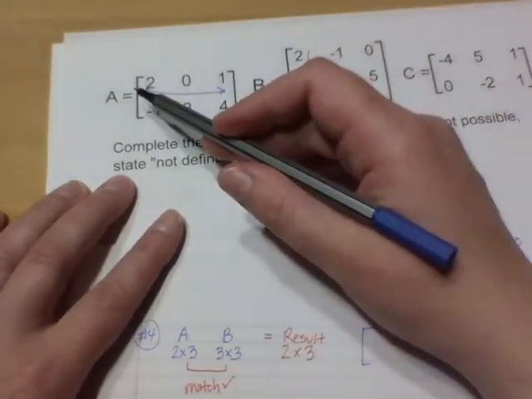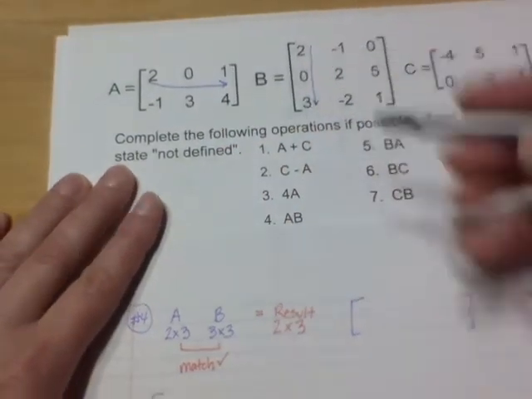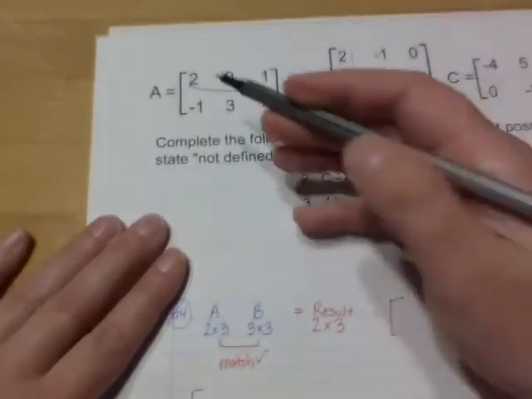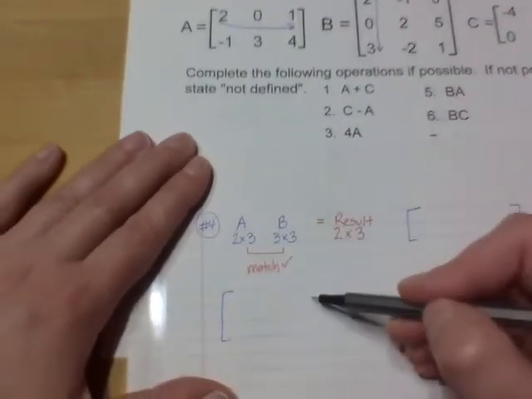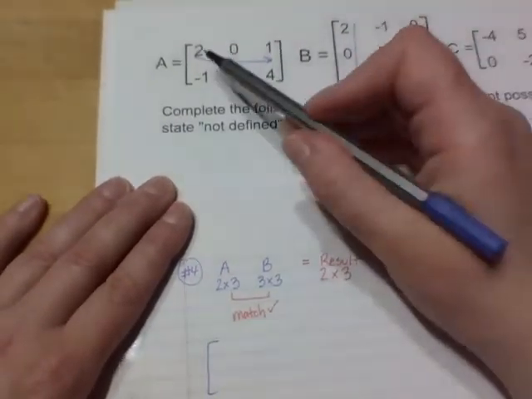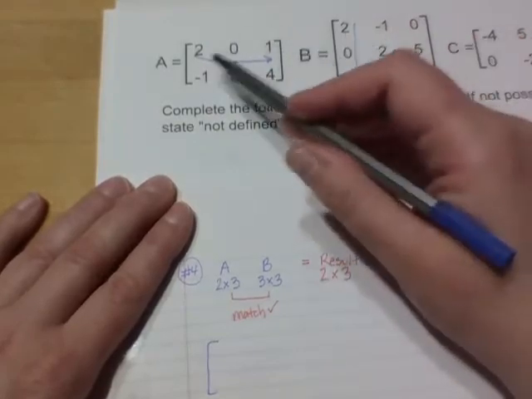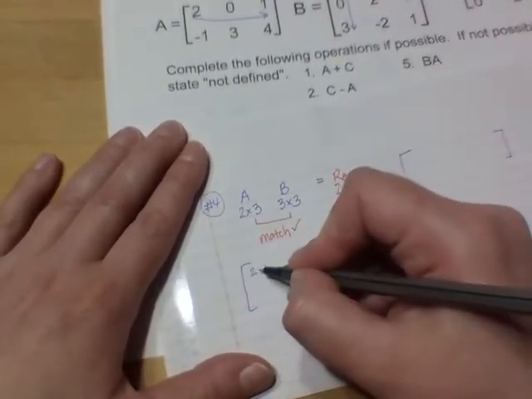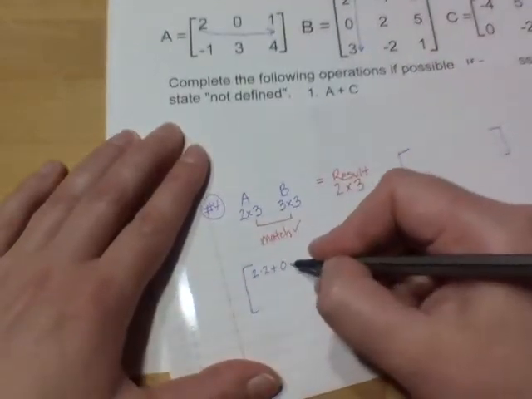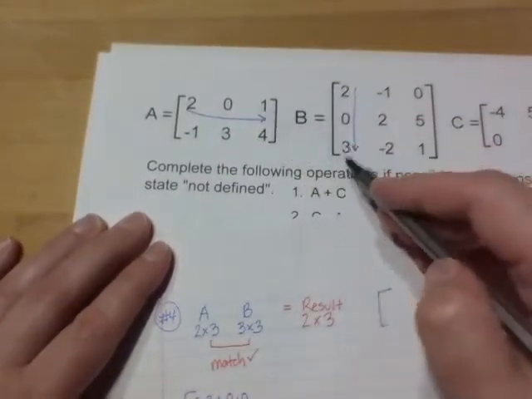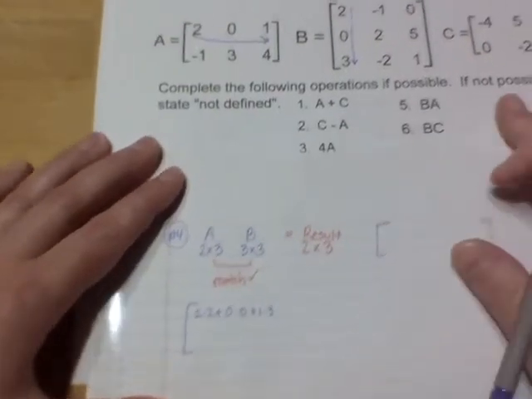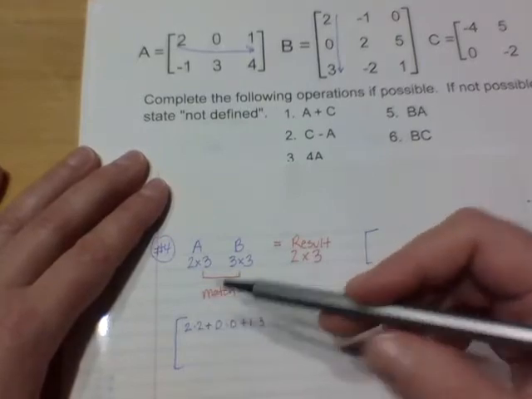Okay, and so because I did row 1 with column 1, the result is up here in row 1, column 1. Then I'm going to do row 1 with column 2, and that result is going to go here for row 1, column 2. So first one is row 1, column 1, so 2 times 2. That's going to be added to 0 times 0. And that's going to be added to 1 times 3. So that is going to be the result to be the first digit in that upper left.